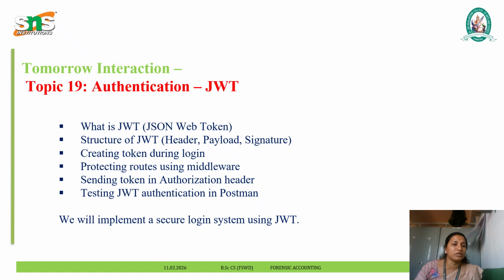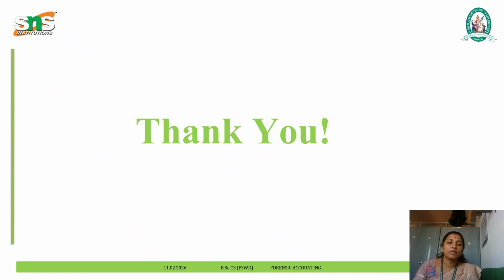reference book, and tomorrow's session, that is authentication with JWT. What is a JWT? JSON Web Token. This web token is structured with a header, payload, and the signature. Okay. And finally, we have the token for authentication. After this process has been completed, we move to testing JWT authentication in Postman. We will implement a secure login system using JWT. Okay. Thank you all.